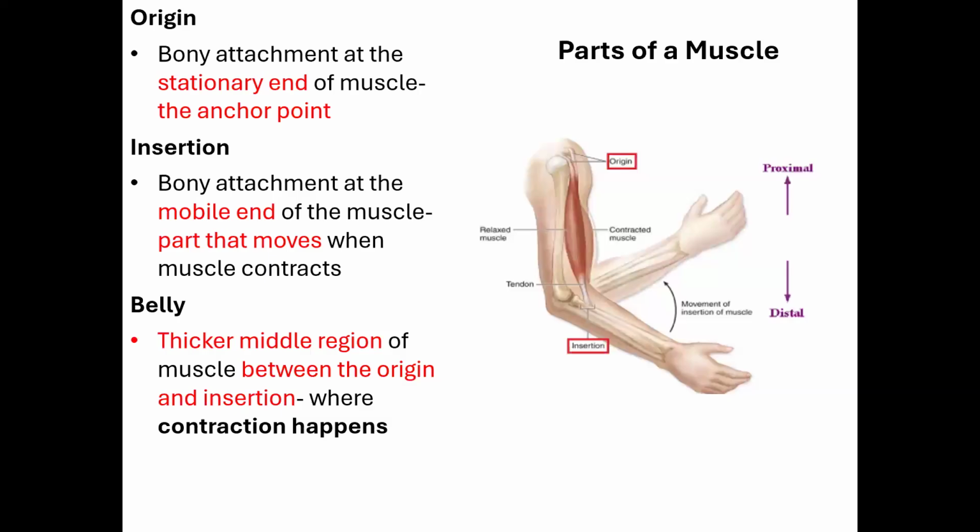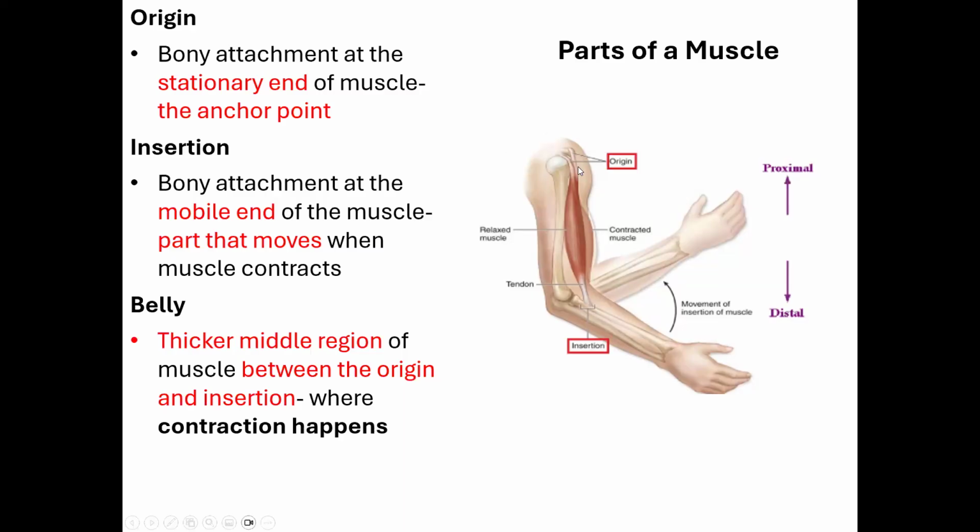And the insertion is the mobile end. The bony attachment at the mobile end of the muscle is where the movement happens. That's the moving part. So the origin is the anchor, the insertion is the moving part. And what's the belly? The middle part between the origin and the insertion. That's the thick middle part.